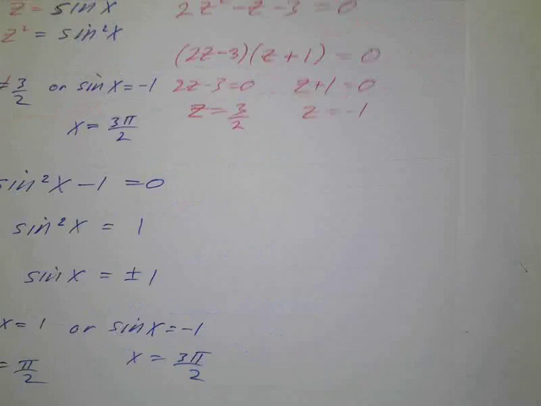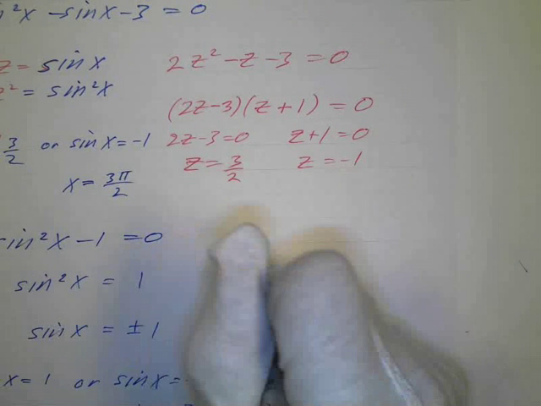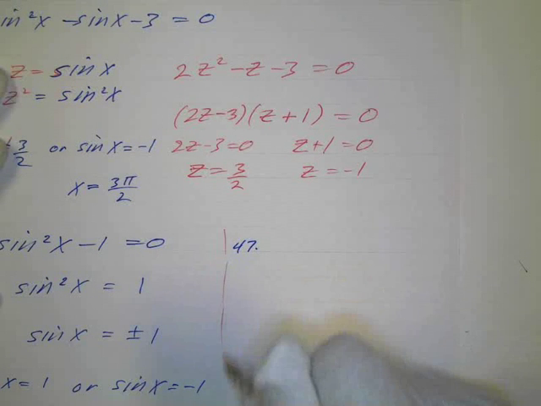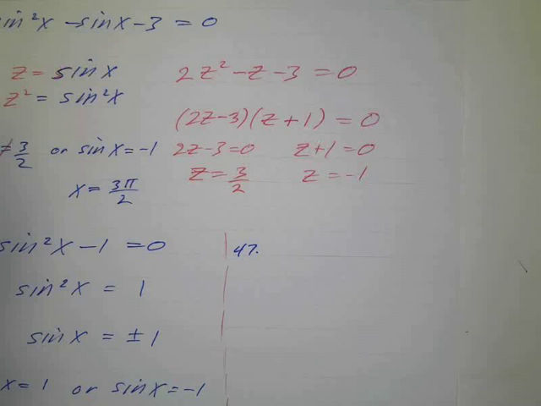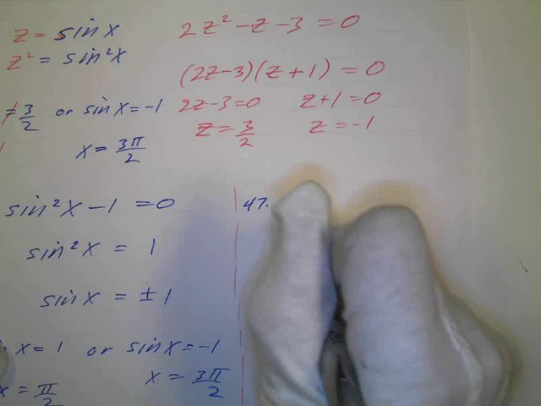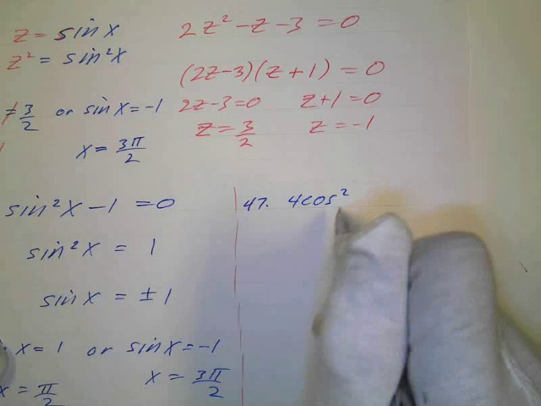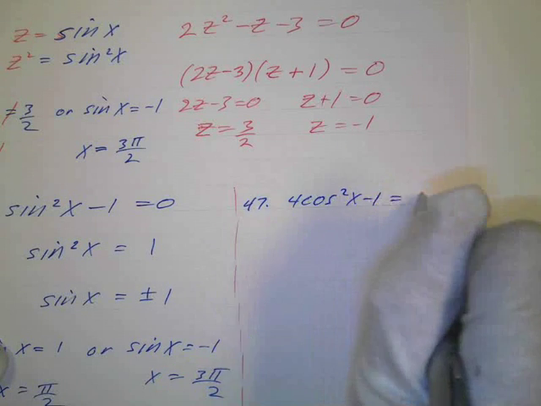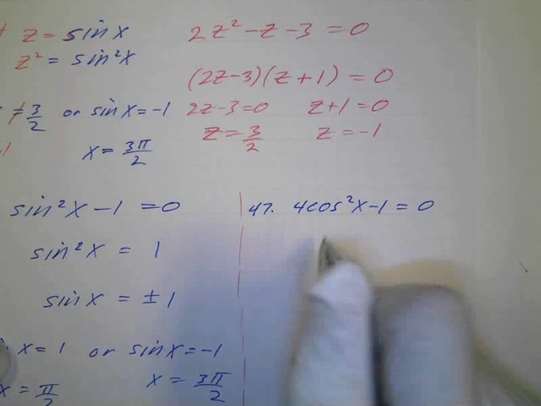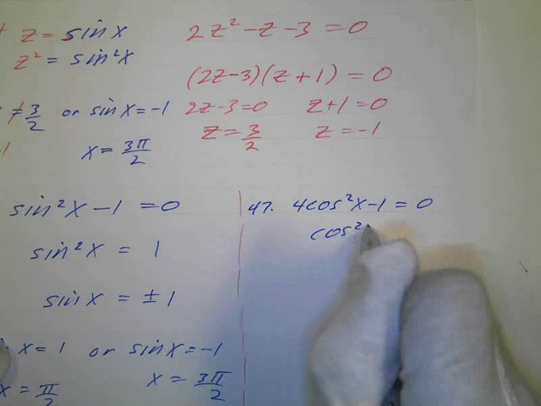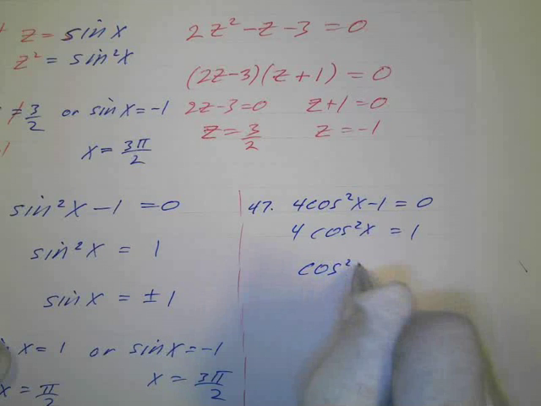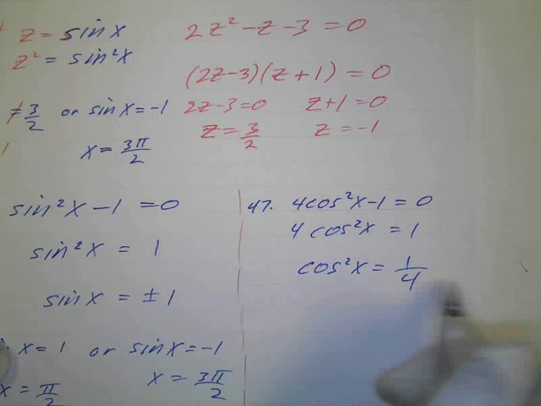Okay. 47. Maybe I can get 47 over here. Separate this a little bit here. Okay, so there's 47, and 47 was 4 cosine squared of x minus 1 equals 0. Well, that's not too bad. Again, I could just isolate the cosine squared, so 4 times that equals 1. Divide both sides by 4, so I get the cosine squared of x equals 1/4.